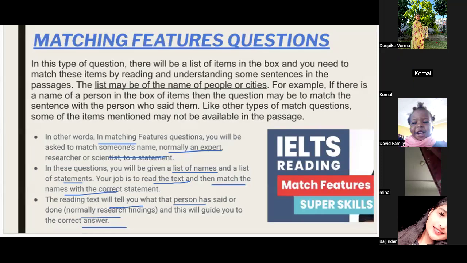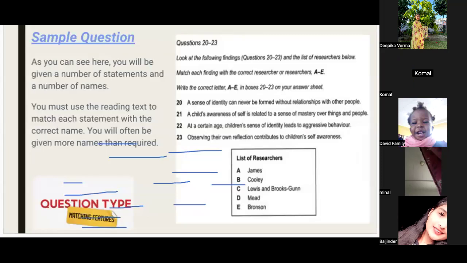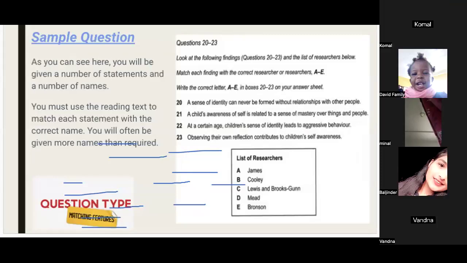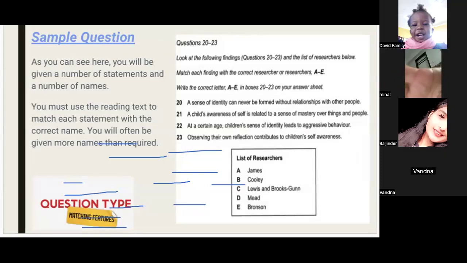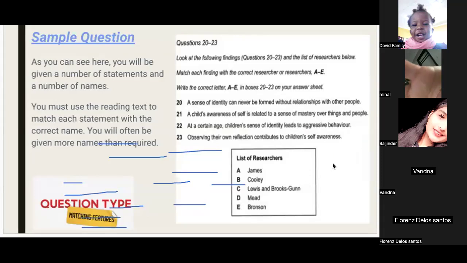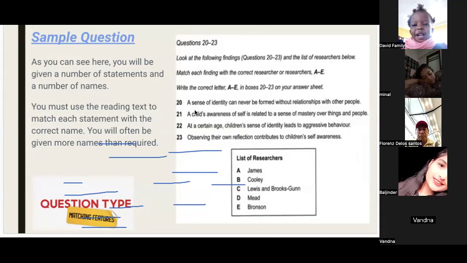Okay, let's move further. Have a look at the sample question. This is a sample question. As you can see here, there is a list of statements. Can you see 20, 21, 22 and 23? So 20 to 23 are the list of statements, right? So write the correct letter A to E in boxes 20 to 23 on your answer sheet.